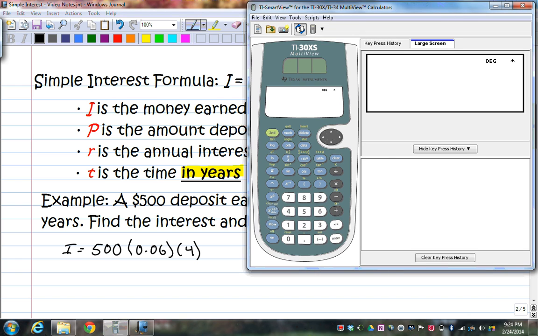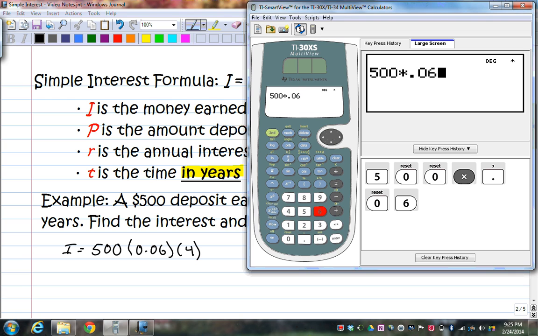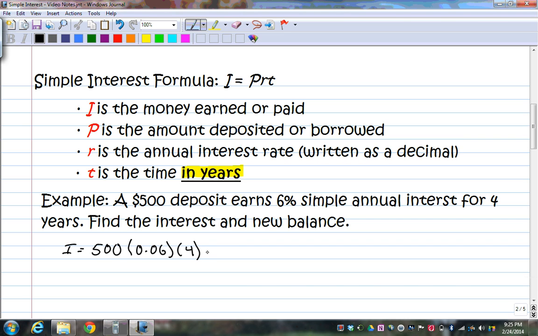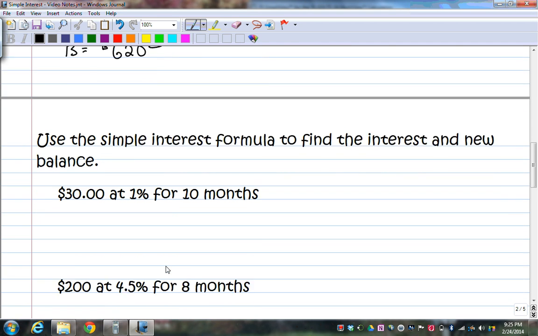Go to our calculator, and we have 500 times 0.06 times 4. You can enter this all in one shot, which is nice, and we get $120. So the interest is $120. The new balance, or the balance of the account, is 500 plus the 120, or $620. That's easy enough, right? Let's try another one.